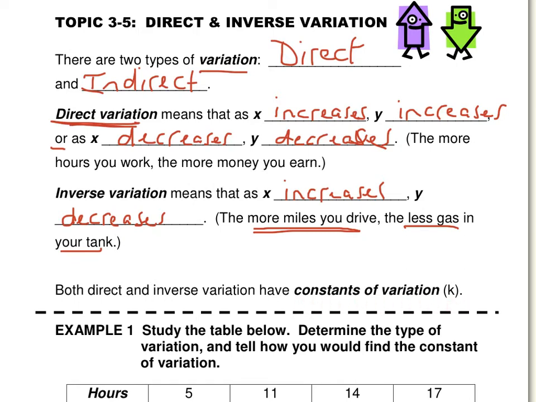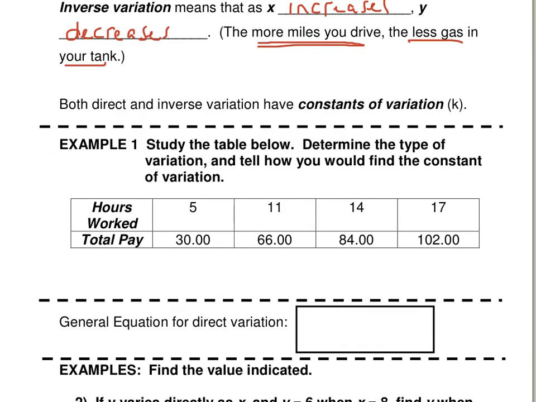Let's look at an example of this. So let's put this example in your notes. We're going to study this table. We're going to determine the type of variation, and then we're going to tell you what the constant of variation is. So you have hours worked. That's going to be your x of 5, 11, 14, and 17. And your hours worked is going up. And then your total pay is y. And if you look at the total pay is going up. So that would be an example of direct variation. So write that down, direct variation.